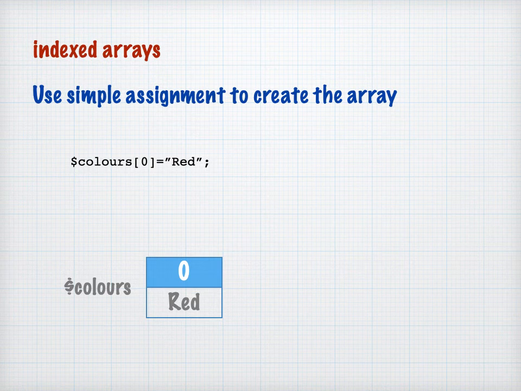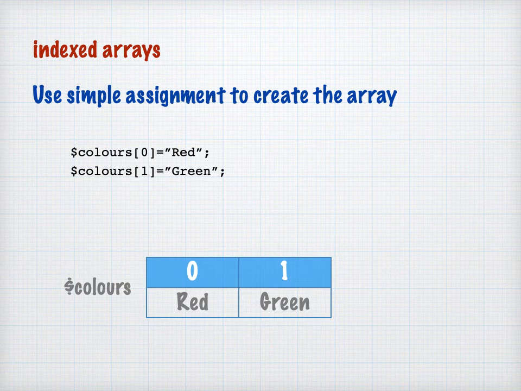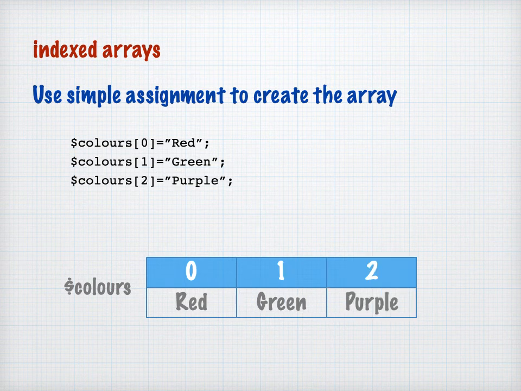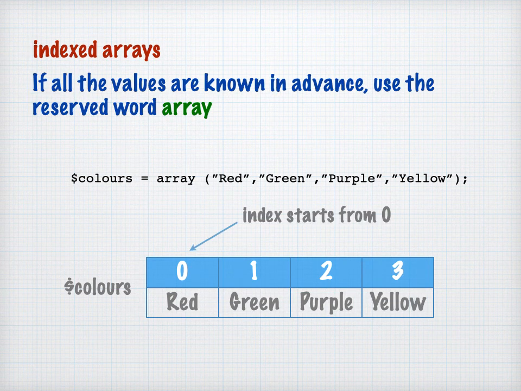And after that, we could have another line. We could say colors[1] equals green. And what that will do is go, oh yes, this is referring to the array that I've just created. It's going to add another box on the end with an index of 1, and it's going to have a value of green. And we could just carry on like that. We could go colors[2] equals purple. And you can see over time, we're just gradually adding items on to the end of the array.